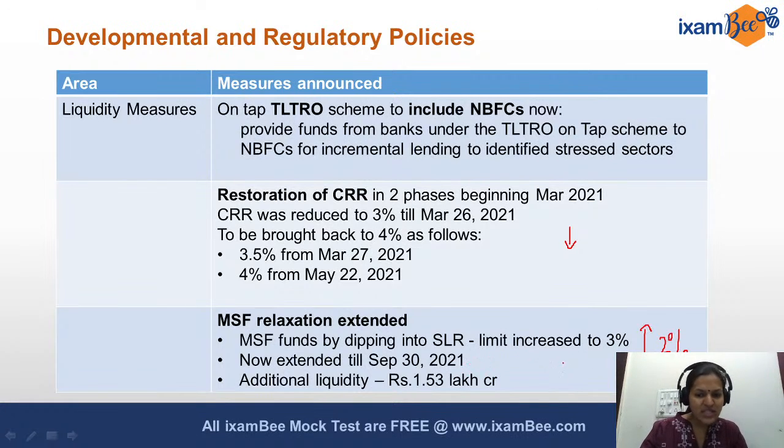It is due to expire by March end 2021, but RBI has said we have given you an extension of another 6 months, which is expected to give additional liquidity of up to rupees 1.53 lakh crore if availed by the banks. So this will help them meet their liquidity requirements and also the LCR requirement.